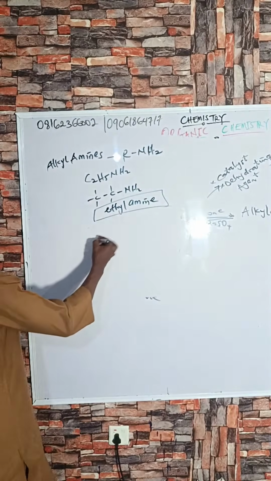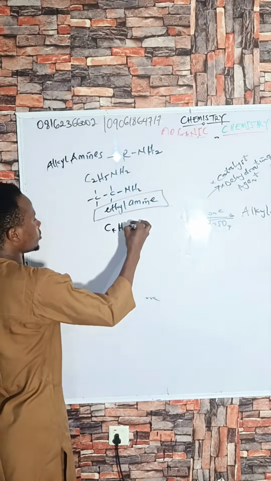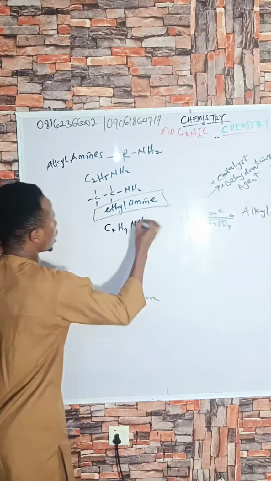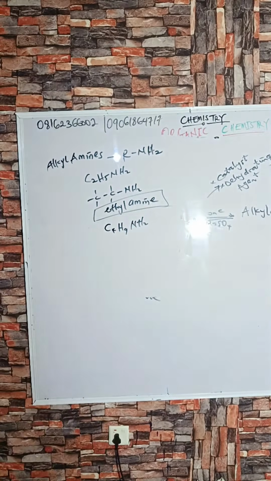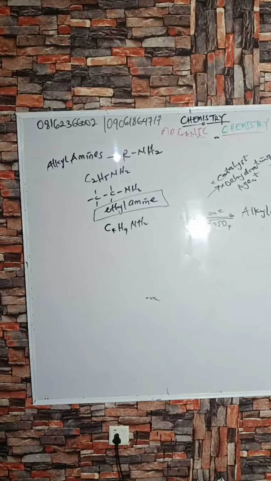So you may want to just, for your practice, what will be the name of this amine here? Kindly use the chat box. C4H9NH2. Very quickly. C4H9NH2. What's the name of that? I just need one example. Just one answer rather. Okay, butyl amine. That's very correct.